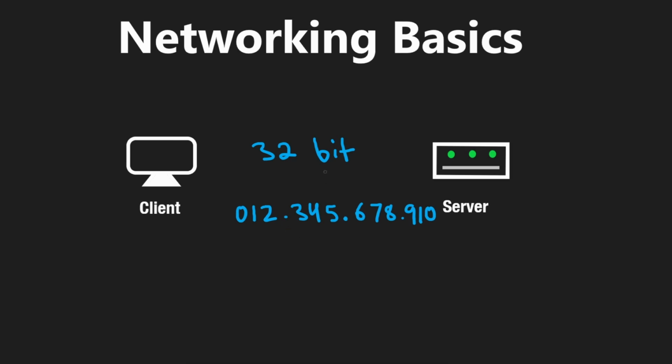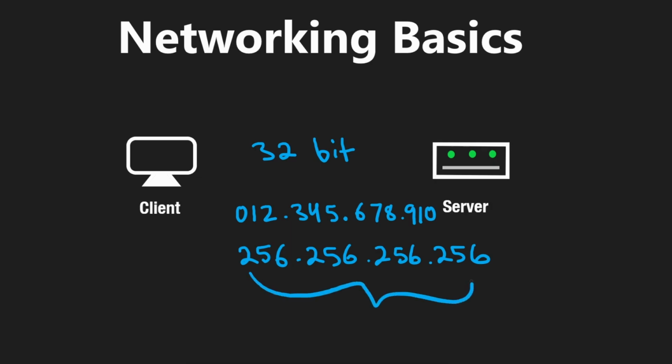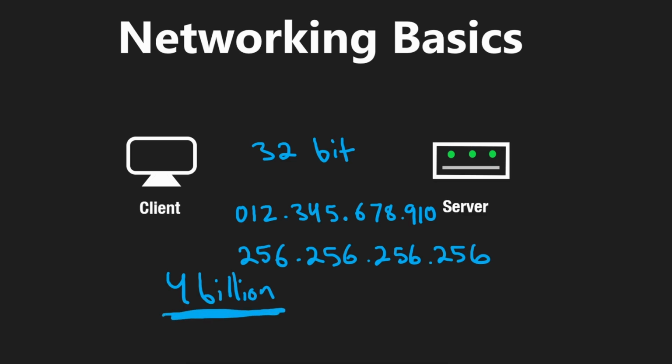Now, since this is 32-bit, we can't have all of these digits go all the way up to 999, because that wouldn't really fit in a 32-bit integer. So the max value for each of these is going to be 256. So this would be the biggest IP address we could contain, at least when you look at it as a single integer. With 32 bits, we can store up to about 4 billion unique public IP addresses.